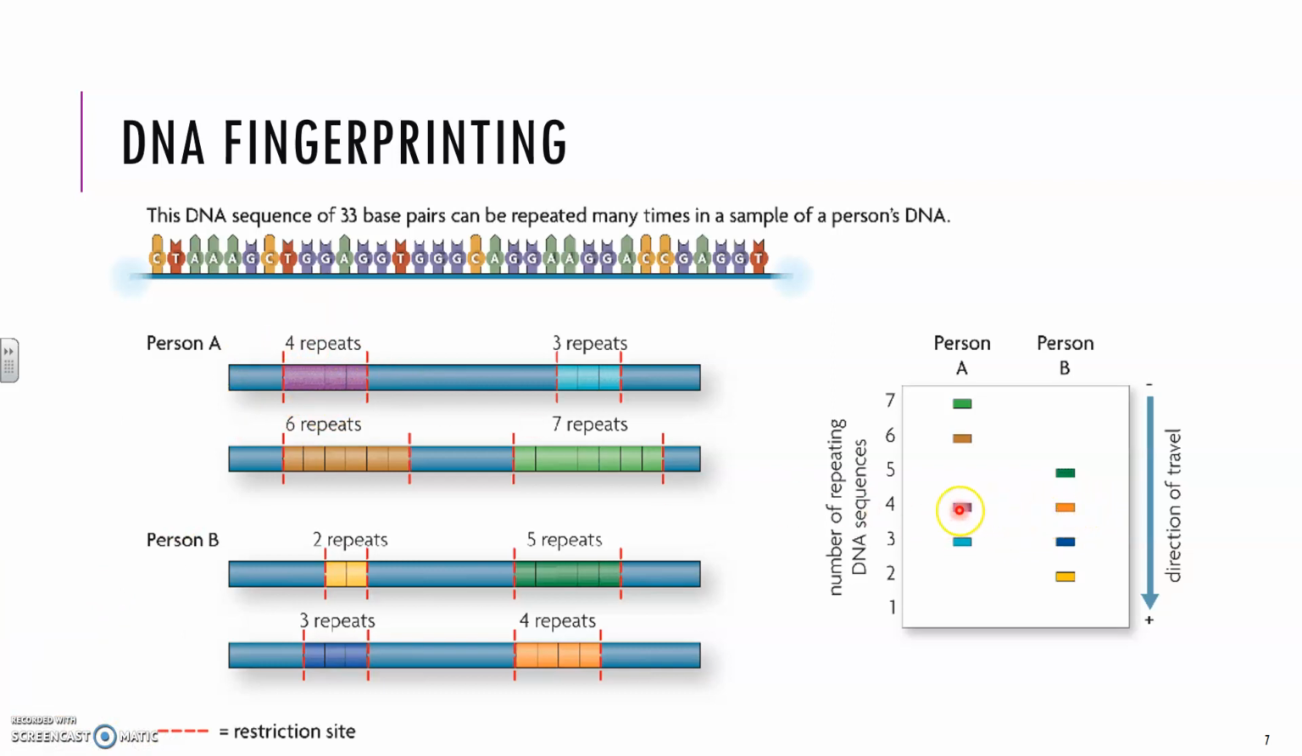So these will be in line with each other. And then you'll have 3 repeats, which again lines up with the ones from person A, and then 2. Okay, so you can obviously tell, even if you mixed up these DNA samples, that they do come from 2 different people. Okay, because looking at the same regions of DNA, you have different numbers of repeats.